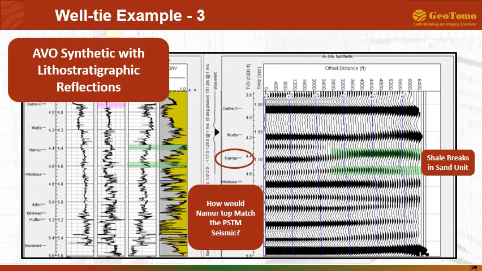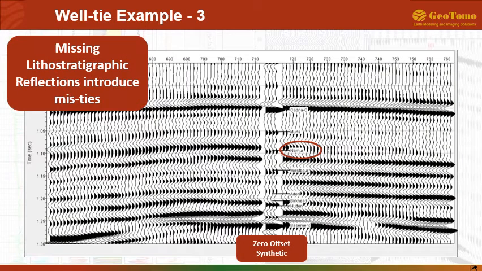In the third example, we show the shale breaks in the sand units and the corresponding lithostratigraphic events on the gather. Now, how would the top Namur match the seismic? The seismic is stacked using the full offset range and therefore contains significant lithostratigraphic events. The zero offset synthetic shown does not contain lithostratigraphic events and therefore does not show a good tie with the seismic, as can be seen with the top Namur.